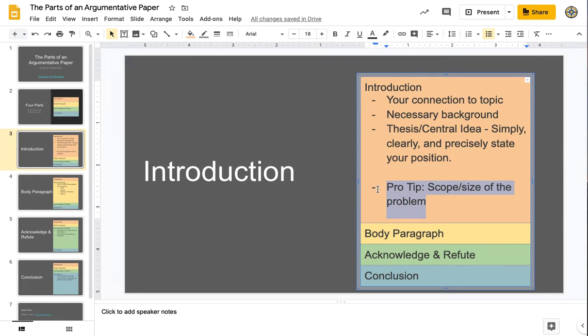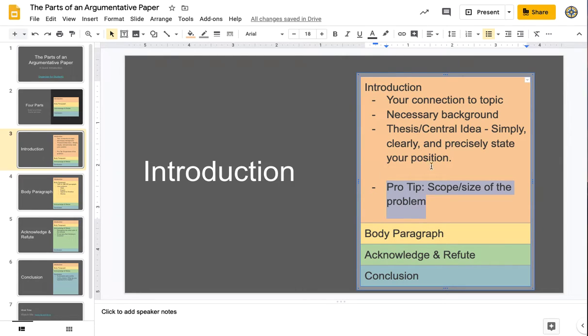And finally, the most advanced tip that I would give you for your introduction is that you might want to include the scope or the size of the problem. The scope just talks about how many people are impacted by the problem you are writing about. So for instance, in my example letter to the Saline Area School Board about books in the classroom, I might say, right now, if we can get more funds for books, it will help the 1,200 students in Saline Middle School. So that helps the reader understand how many people are being impacted by the problem you are writing about.